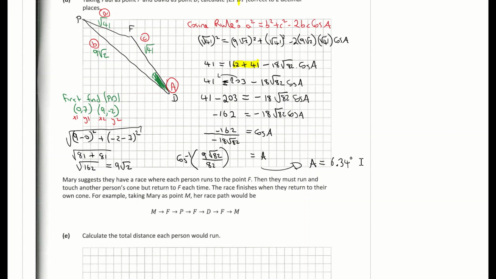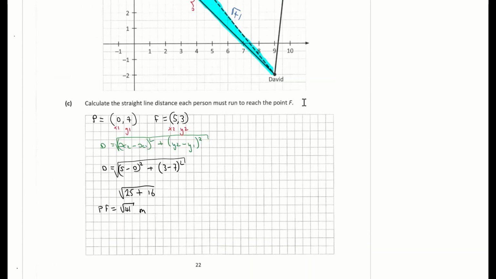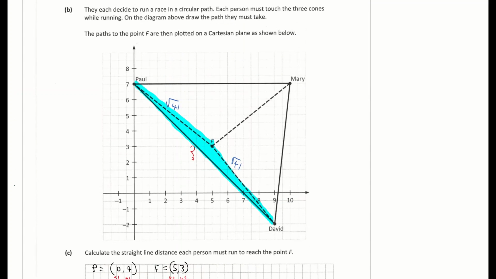So let's just have a look at that on a picture. I'm just going to scroll up here to my diagram. It'll make a lot more sense. I'm just going to rub out what I have here for a second and just explain what's happening. Mary runs to F, and then Mary can run to Paul, but then come back to F, then run to David's cone, and then from David's cone she must come back to F before finally returning back to her cone. So that's one of the paths that must be taken.